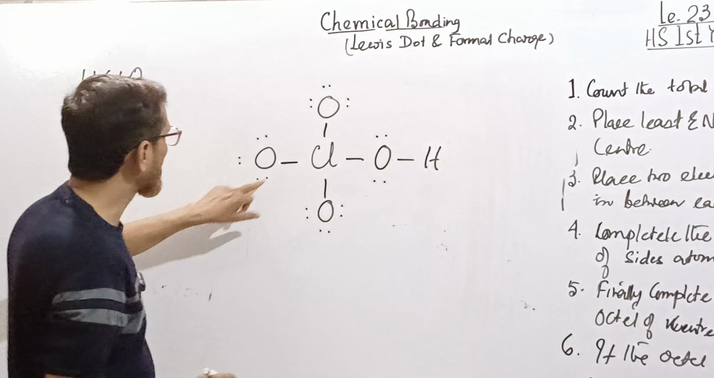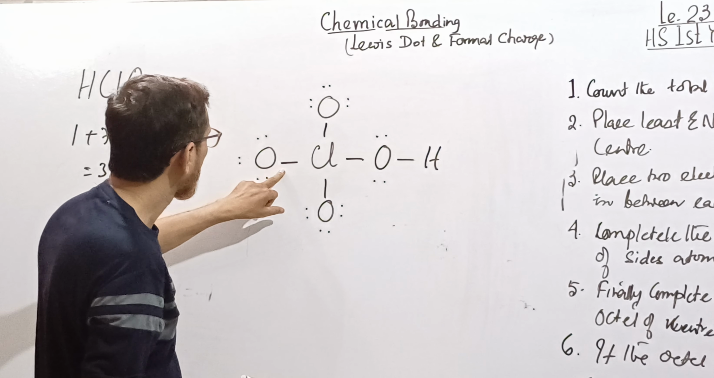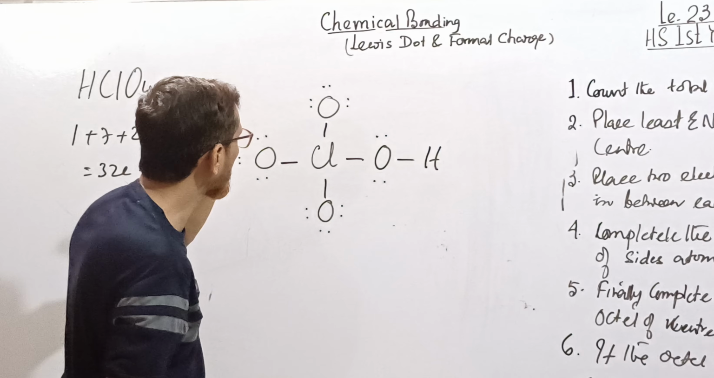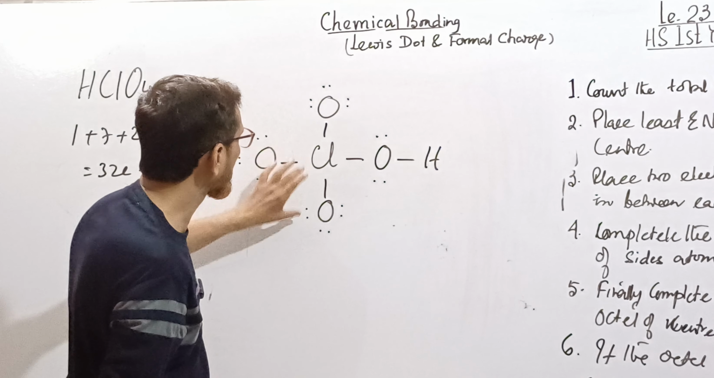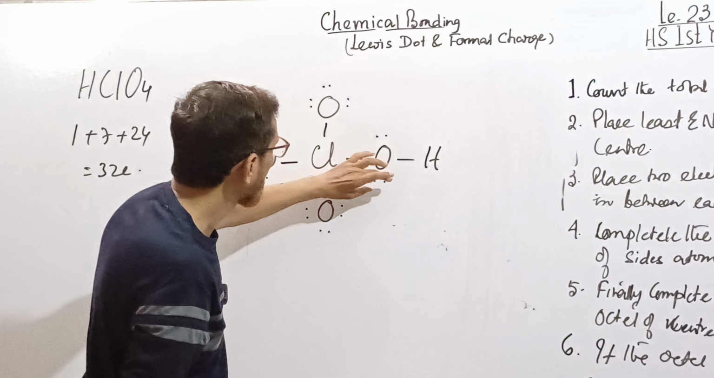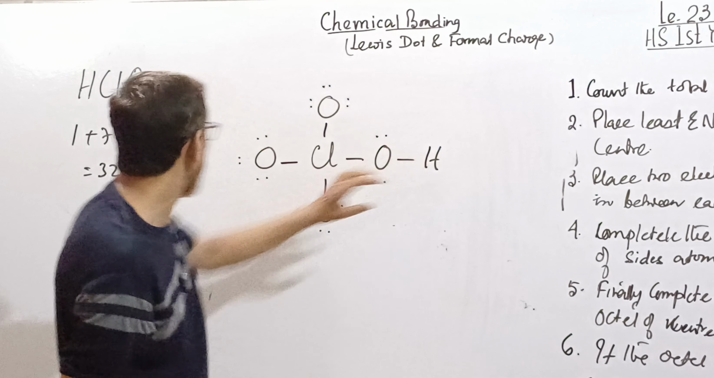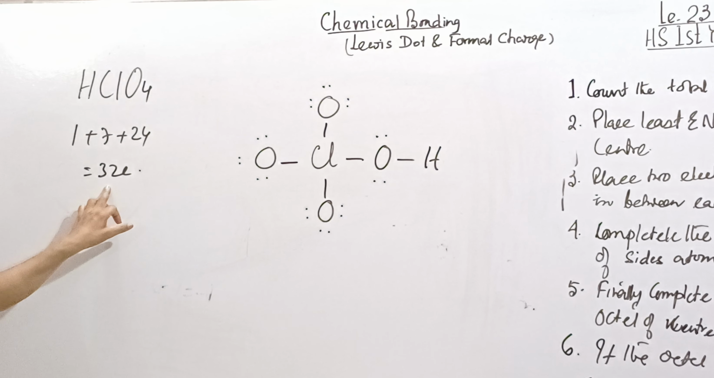1, 2, 3, 4, 5, 6, 7, 8, 8, 8, 8, 34, 24, 26, 28, 30, 32. So we have arranged 32 electrons.